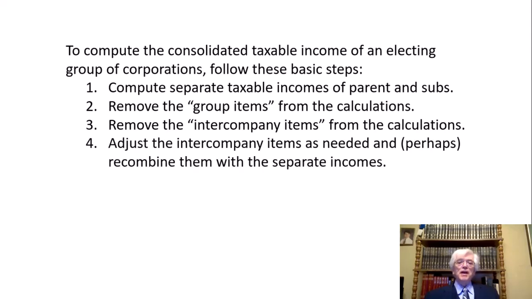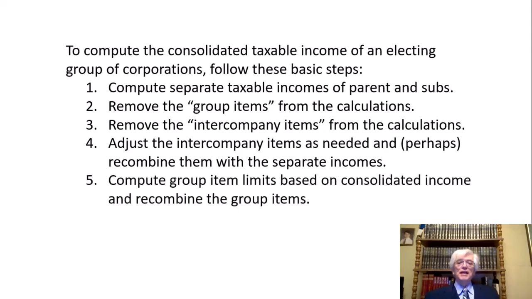And then adjust the intercompany items as needed, and maybe or maybe not recombine the adjusted intercompany items with separate incomes. For the group items, compute group item limits based on our consolidated income and recombine the group items with the separate incomes, and that will give you your consolidated taxable income.